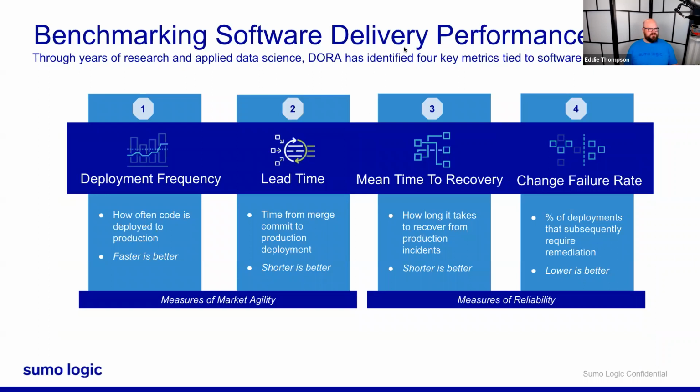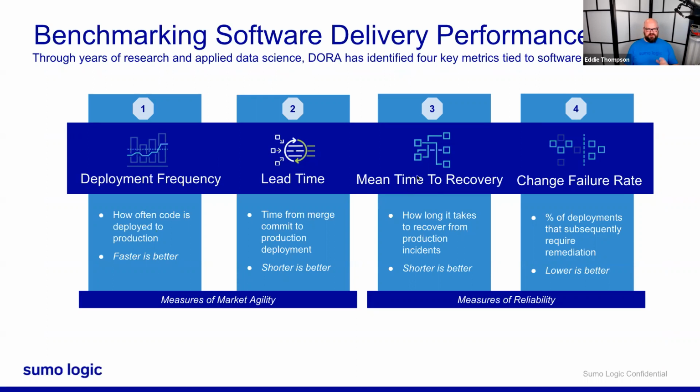So when I talk about these metrics, we've got some specific ones here, and this isn't something that's been cooked up by Sumo. DORA as an organization, through a lot of years of research, have identified 4 key metrics that they tie to software delivery performance. The first one is deployment frequency. That is how often code is deployed to production, and faster is better. The lead time for change, that is the time it takes from a merge of a commit to production deployment, and shorter is better. And these are measures of agility.